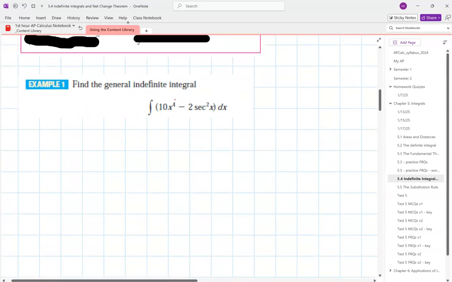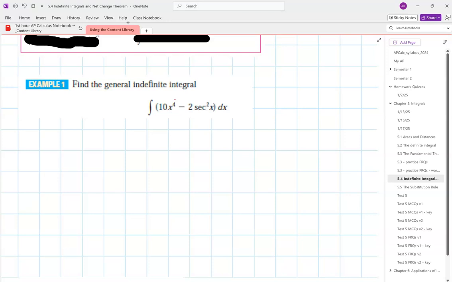So from here on, we're just going to do a boatload of these examples where we're going to be mixing all these antiderivative rules together into single problems. Sound good? Okay.